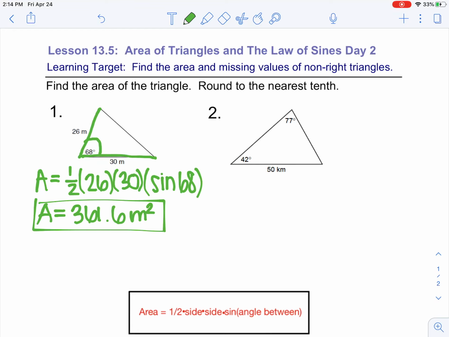All right, let's take a look at number 2. In this problem, we are given one side only. We don't have a second side. We are given two angles, so we could figure out all three of our angles by subtracting those from 180. But even if we have three angles, we still do not have two sides. So for this problem, there is not enough information for us to solve for the area.